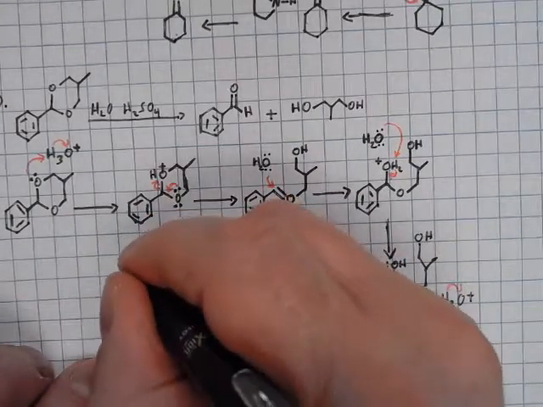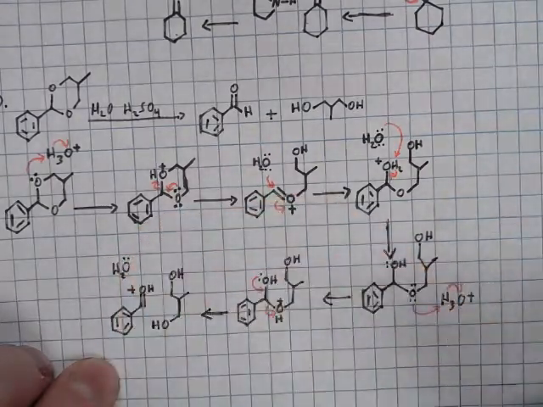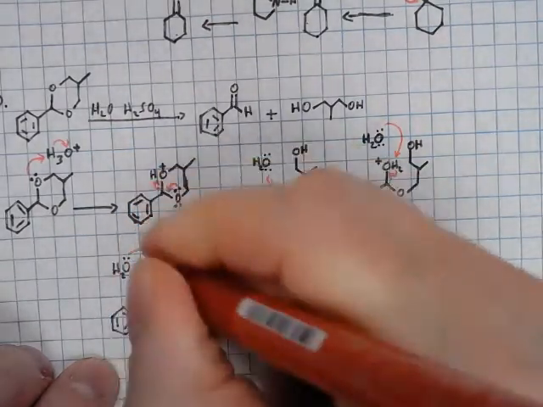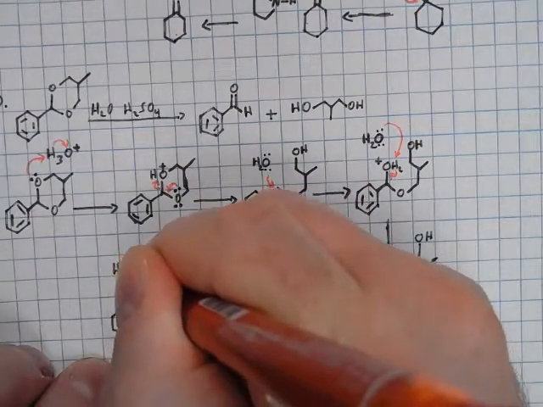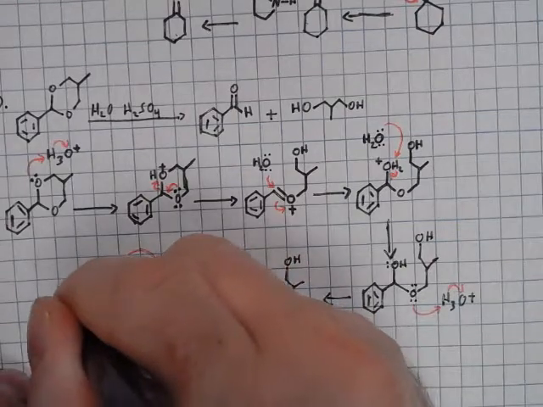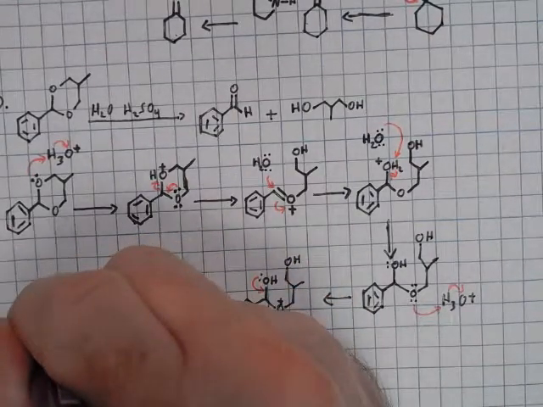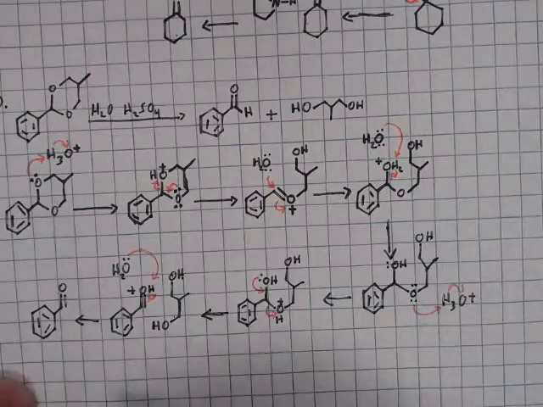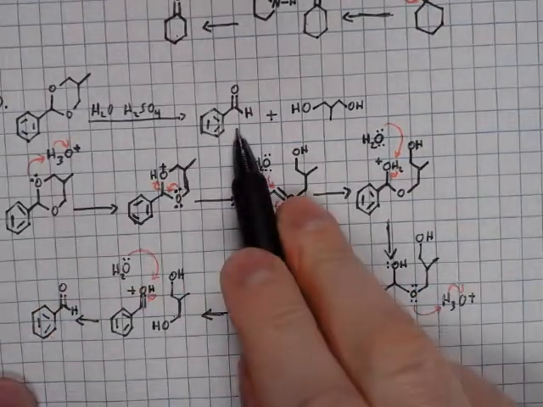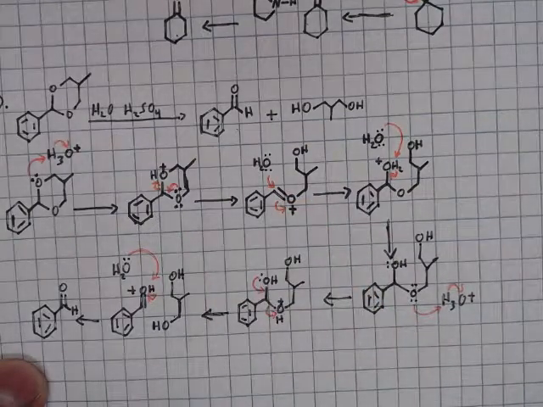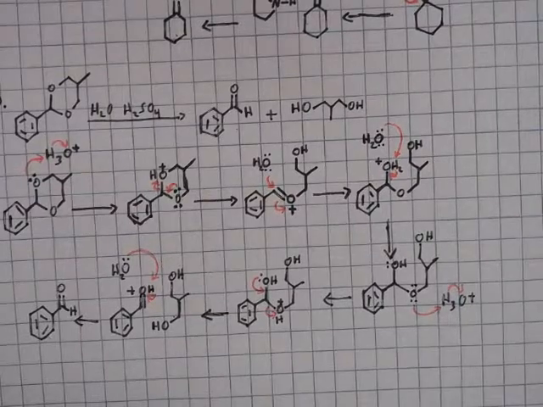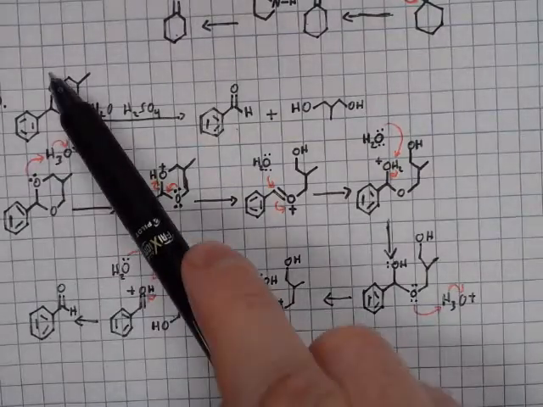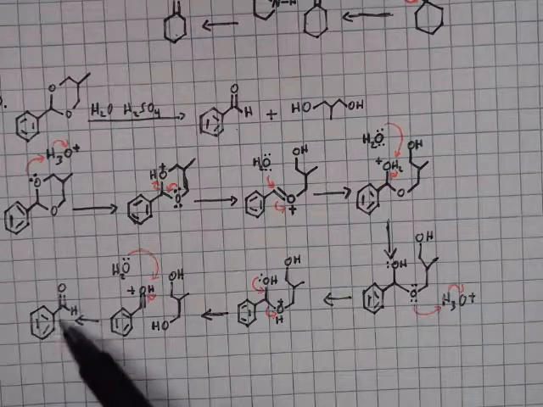Then all we need to do is to deprotonate our protonated aldehyde, and we arrive at the other of our target molecules. So that's the mechanism for part D, that we have to go through a series of protonation and deprotonation steps to kick off our acetal and form our carbonyl.